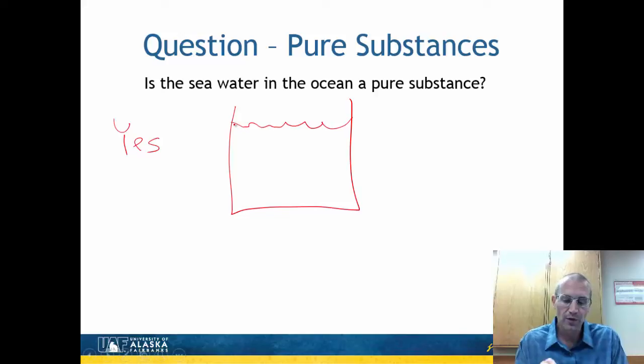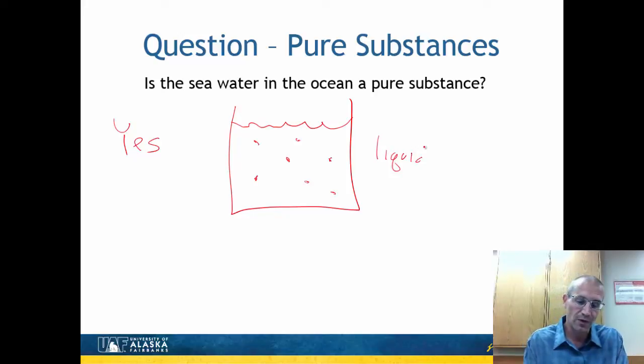So if this was my mixture of ocean water, and we have little salt molecules floating around in here, since they are completely dissolved, everywhere I look, I see more or less the same, a couple NaCl's on the left and a couple NaCl's on the right. So this is a pure substance. But we have to be careful because we have two different materials here. So this, as long as this is in the same phase, here it's all in the liquid phase.